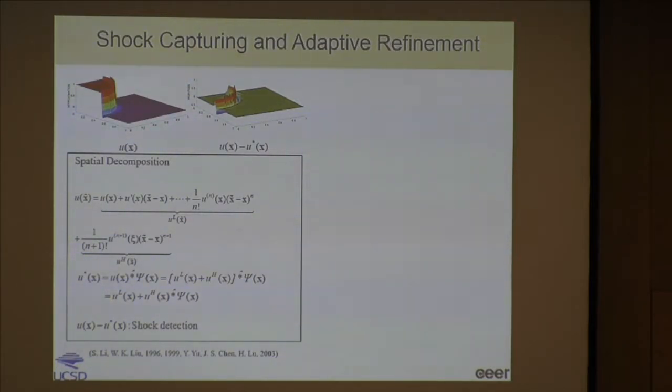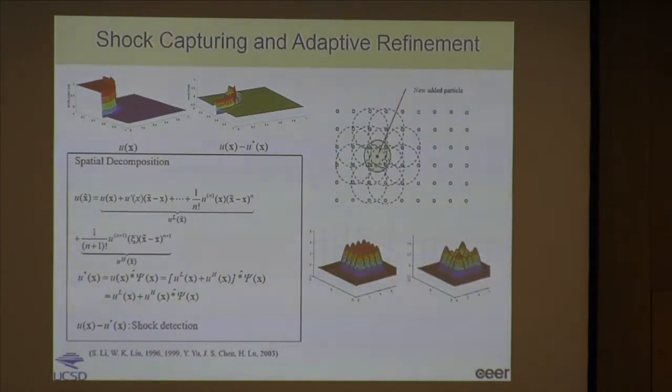After you do the convolution with this kind of reproducing kernel, the low order portion is going to be exactly the same, but what has changed is the higher order portion, and therefore we compare the difference between the original numerical solution and the interpolated solution. You can use that to capture the shock. So that's also done.